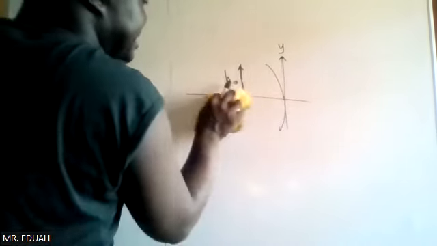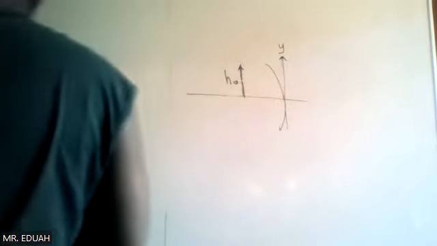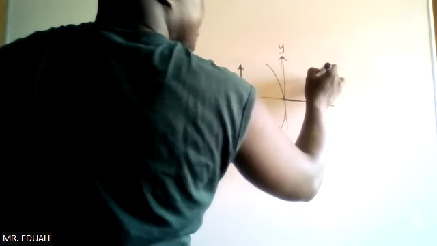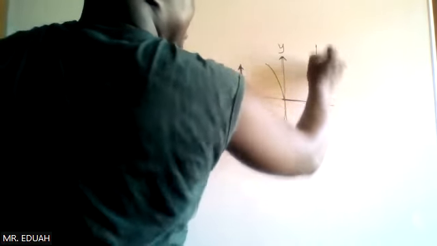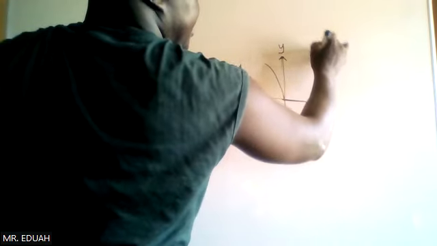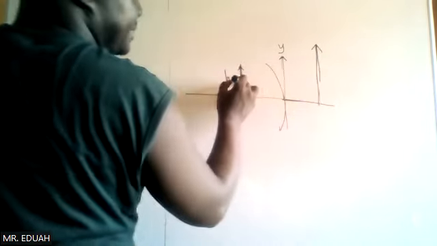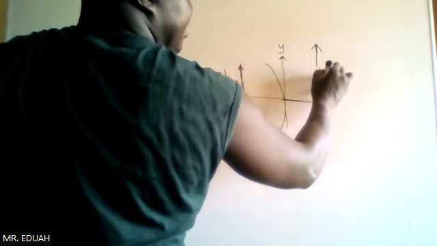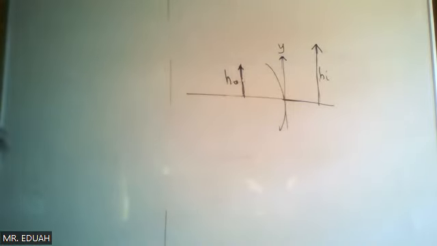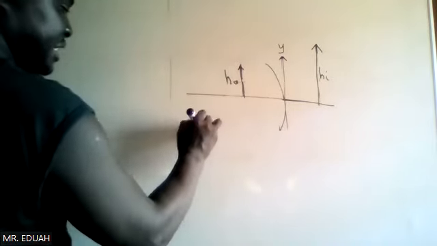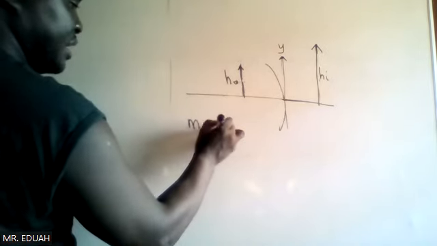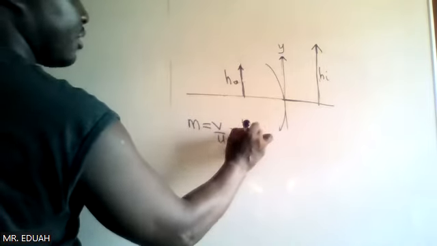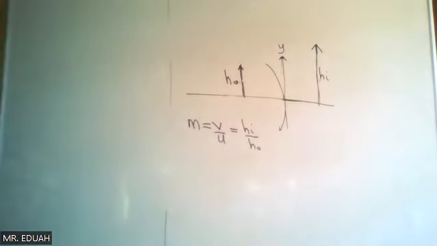If the image is a virtual image, it will be formed at the back of the mirror, whether diminished or magnified. So this is object height, and we have image height here. So in that case, magnification is equal to V on U, also equal to HI on HO.